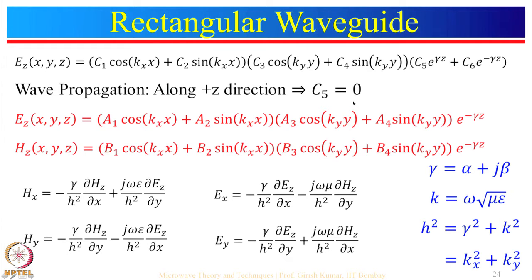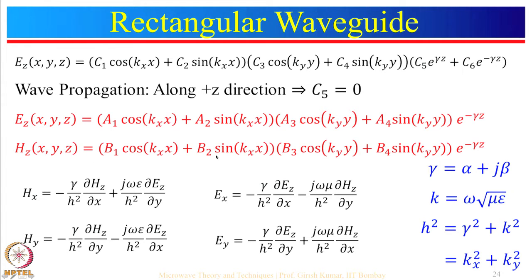So, C5 will be 0, and the electric field Ez reduces to this: A1 cos kx into x plus A2 sin kx into x, into A3 cos ky into y plus A4 sin ky into y, into e raised to minus gamma z. Similarly, we can derive the longitudinal magnetic field Hz, which will be this.